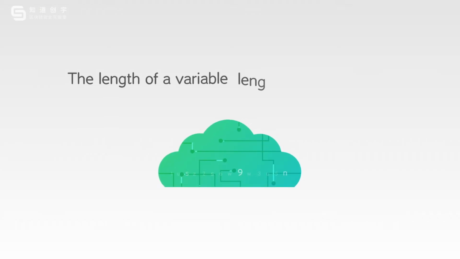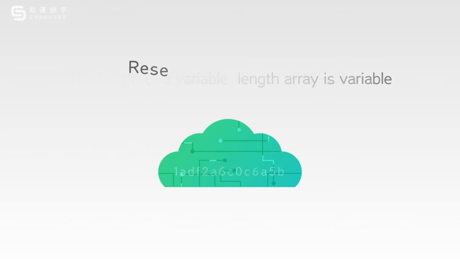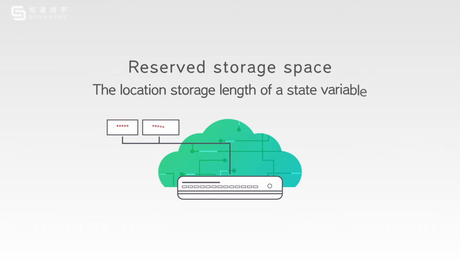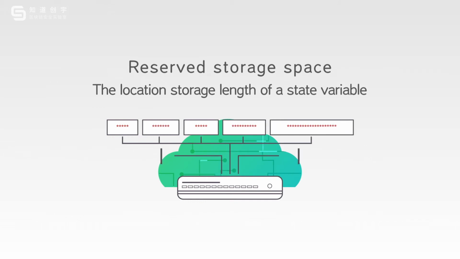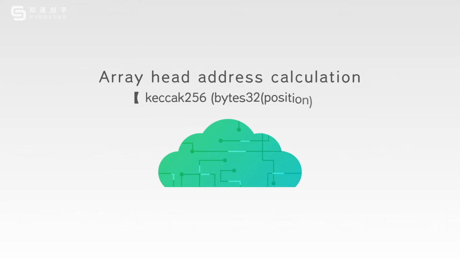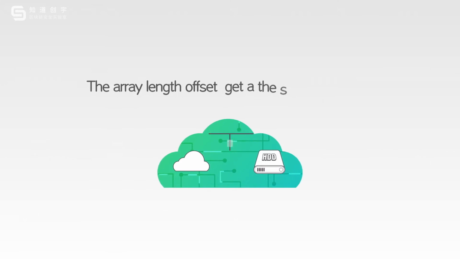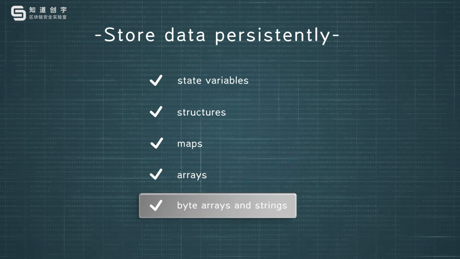Since the length of a variable length array is variable, storage space is usually reserved in advance during compilation. So the location of the state variable is used to store its length. The specific data address is computed to get the first address of the array, plus the array length offset to get the specific element. Byte arrays and strings.